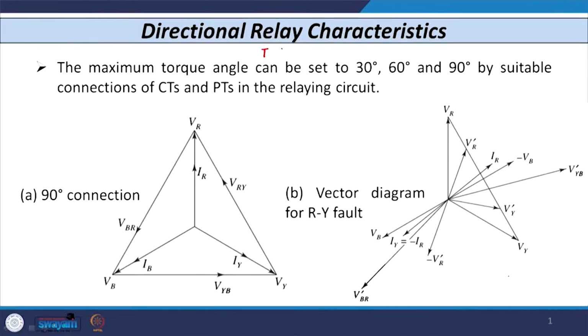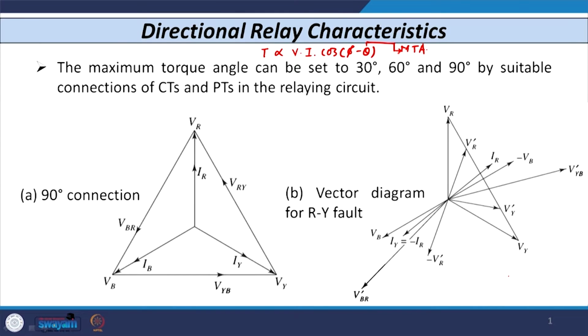Okay, so last time we discussed the directional relay, how it operates, what its characteristic is, and then we also discussed how we can introduce the maximum torque angle, or the characteristic angle theta, in the torque equation. The torque equation is T proportional to V into I into cos of phi minus theta, where theta is nothing but the maximum torque angle.